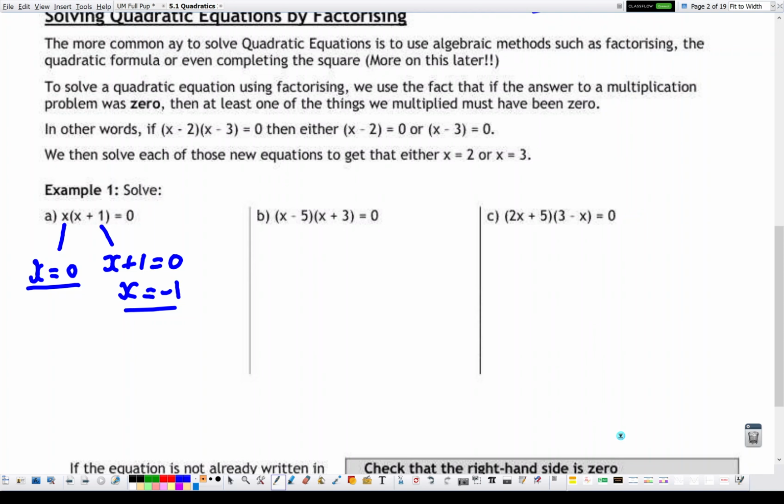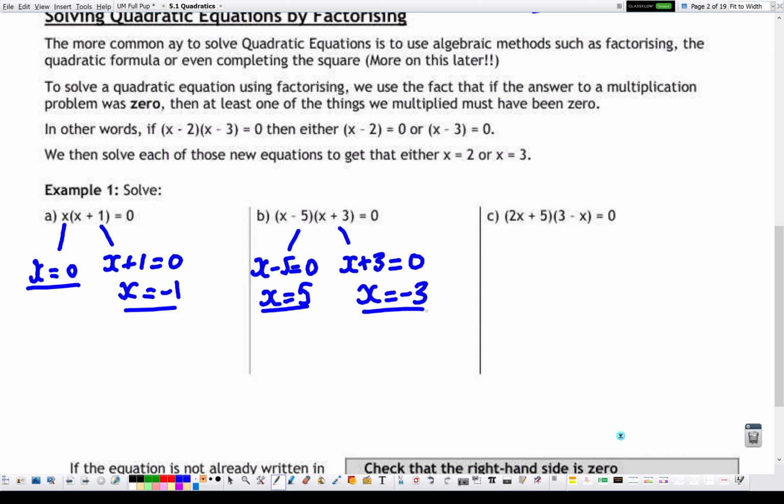Okay, example B, again in factorised form, is x minus 5 bracket x plus 3 equals 0. To solve this, we simply bring each bracket down separately. We say that x minus 5 would equal 0, therefore adding 5 to both sides, x equals 5. And we would say x plus 3 equals 0, taking away 3 from both sides, x equals minus 3.